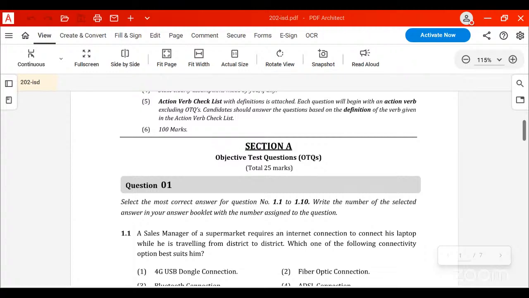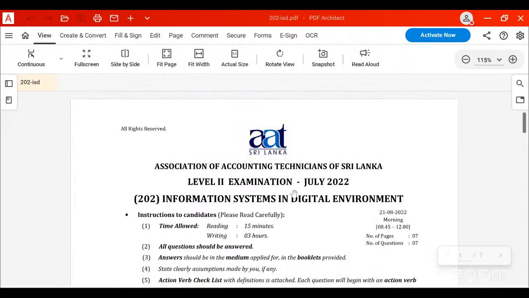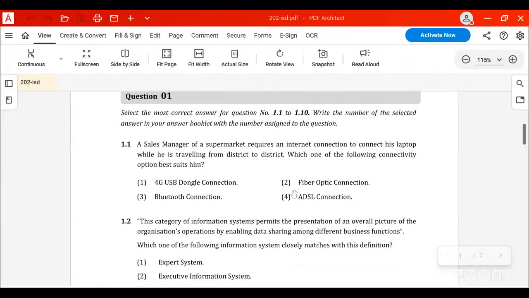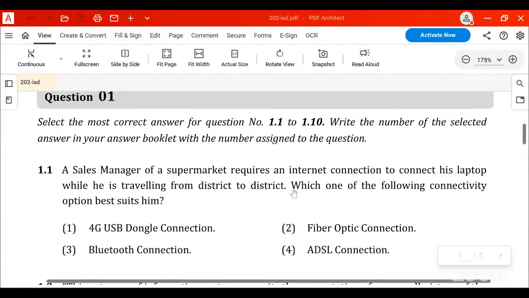This is the paper, you can download it. This is 2022, a past paper actually. I'm going to discuss this past paper. This is the 2022 July paper. You can download it from the website. We'll discuss these OTQs. A sales manager of a supermarket requires an internet connection to connect his laptop while he is traveling from district to district.